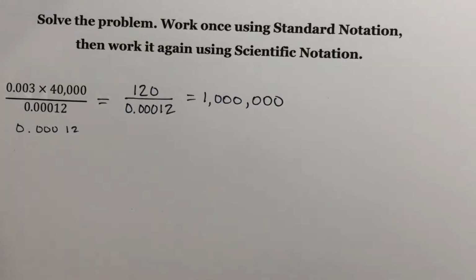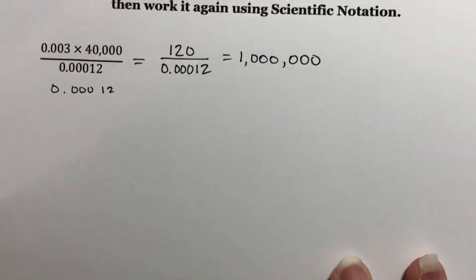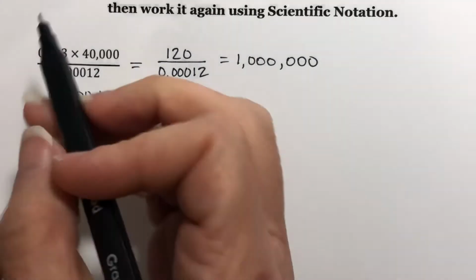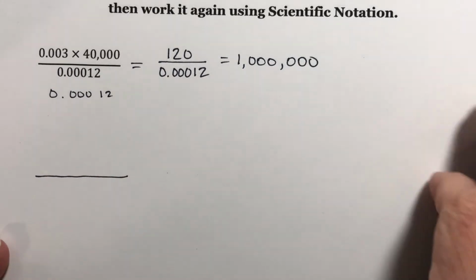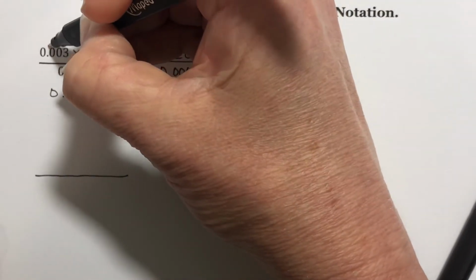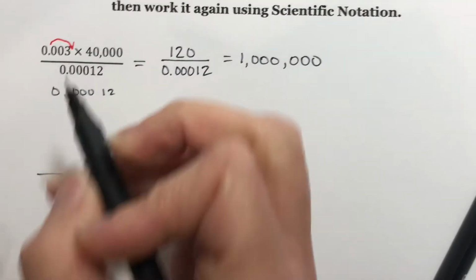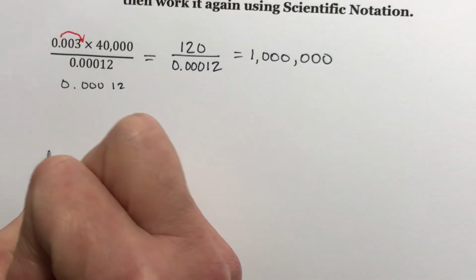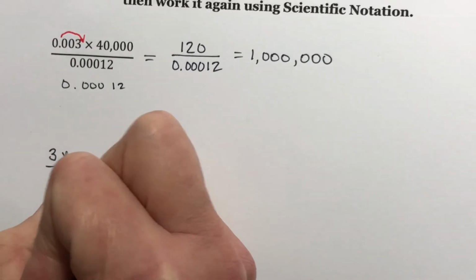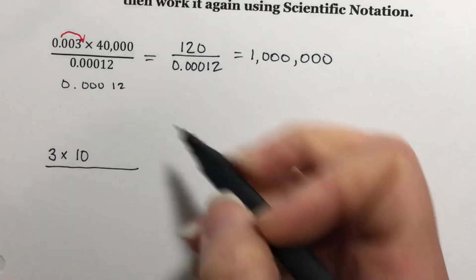Okay, so now let's try it using scientific notation. What I'm going to do is change each of these into scientific notation. For here, I'm going to do it above. I'm making my decimal point move all the way over to here so that I can have one number in front that is not a decimal, which is not a 0. Sorry, I misspoke. So this will be 3 times 10 to some power.